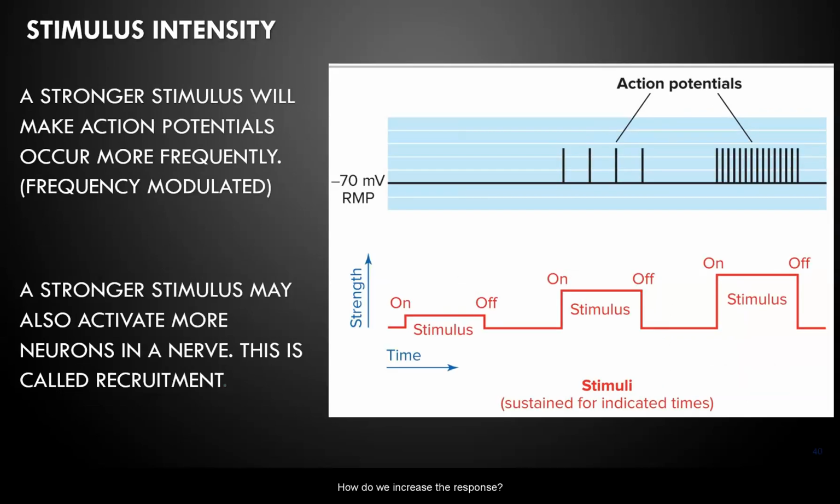How do we increase the response? So a stronger stimulus will not make a stronger action potential, but it will make action potentials occur more frequently. This is called frequency modulation. So you can see a stronger stimulus now makes many more action potentials. A stronger stimulus may also activate more than one or a few neurons. This is called recruitment of neurons. If something is extremely hot, more neurons will be fired so that you get away much quicker. Think of it that way.